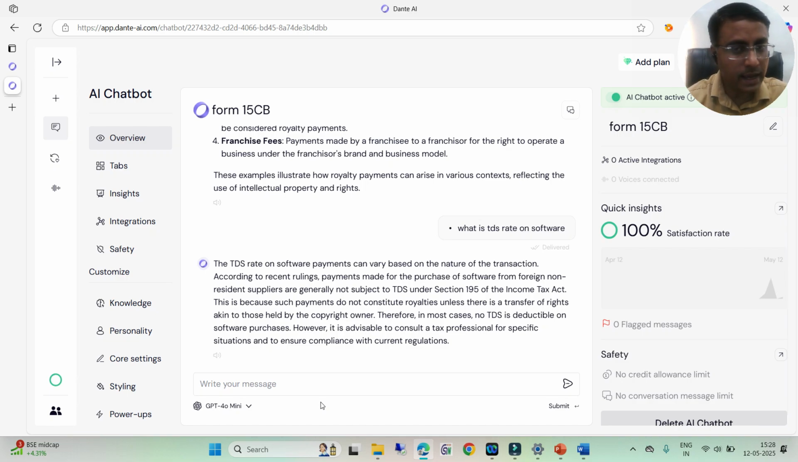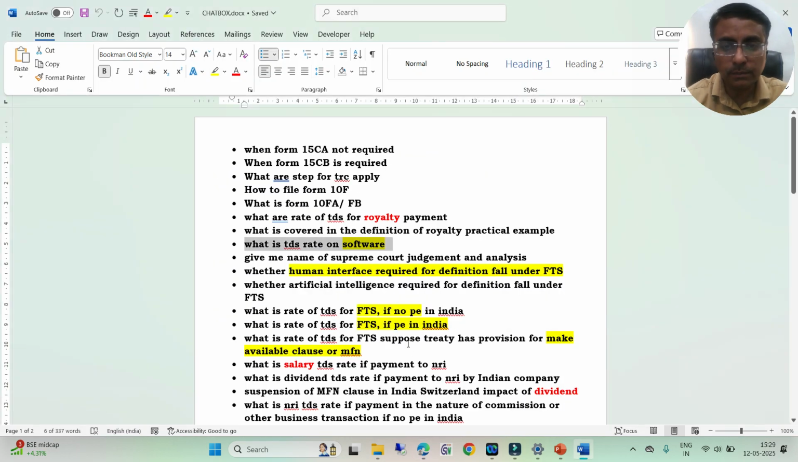So my AI gave a beautiful answer: the TDS rate on software can vary with the nature of the transaction. Here it is nil, because such payment does not constitute royalty unless there is a transfer of rights. In most cases no TDS is deductible on software purchase. This is the answer given by one of the Supreme Court judgments.